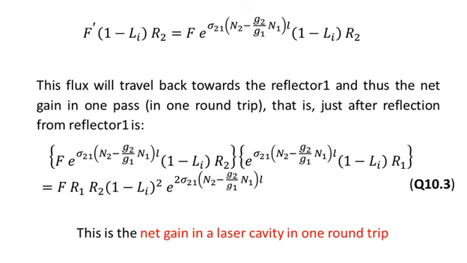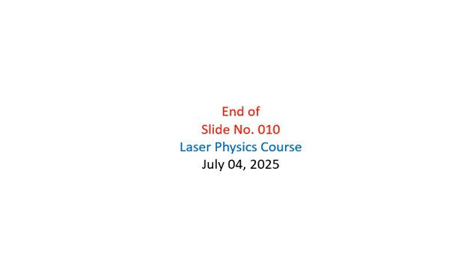which was the flux just after the reflector R1. So we started just after the reflector R1, then we completed one pass just after R2, and then from R2 the flux traveled back towards the reflector R1, and the second term is the contribution after the reflector R1. So the net contribution in one round trip has been given in the last step of equation 10.3. So this is the net gain in a laser cavity in one round trip. And this is the end of slide number 10.